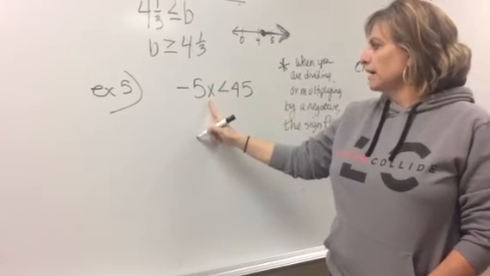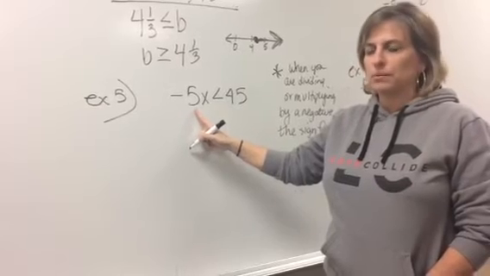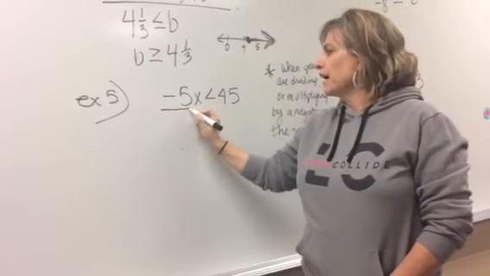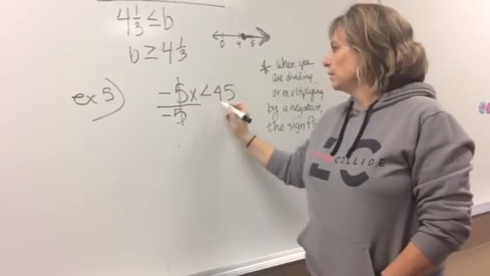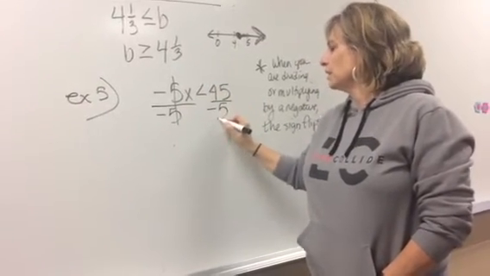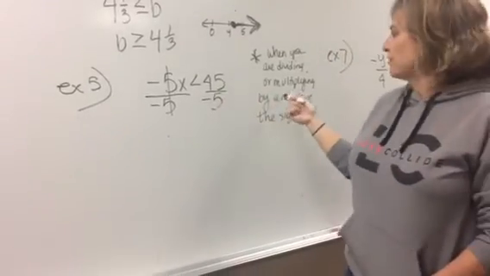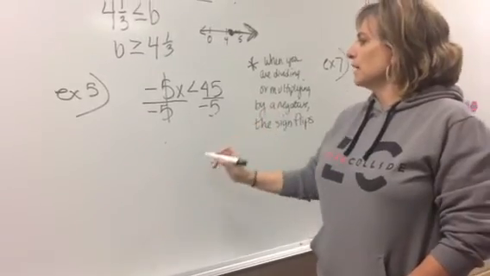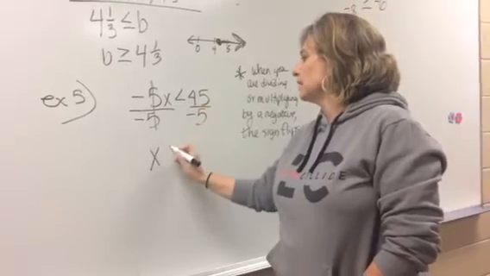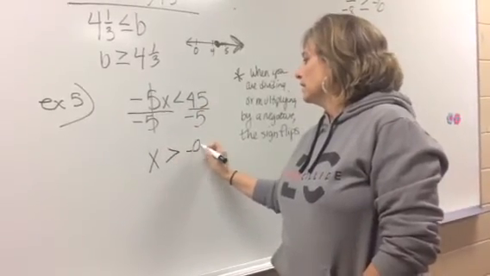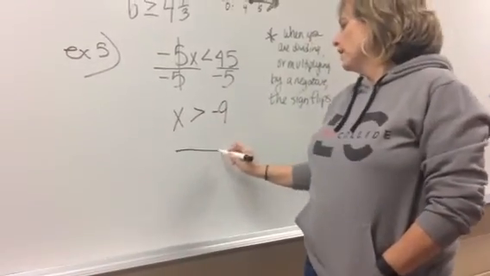What is happening to x? It is being multiplied by -5. What is the opposite of being multiplied by -5? Dividing by -5 to make that cancel into 1. Whatever you do to one side, you do to the other. This is my problem. I just divided by a -5. I told you when you're dividing by a negative, you flip the sign. Watch what happens. Little less than is now going to become greater than -9, because 45 divided by -5 is -9.